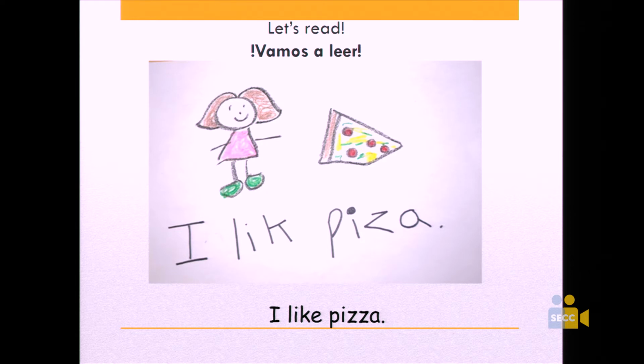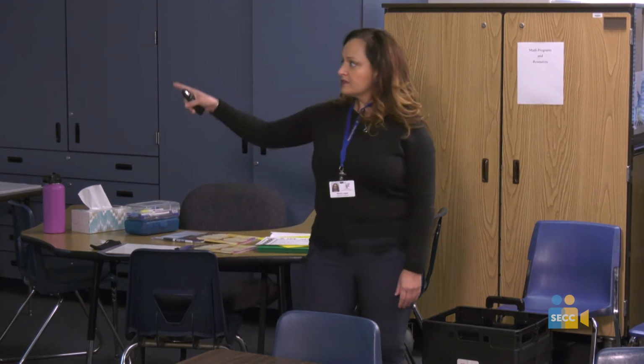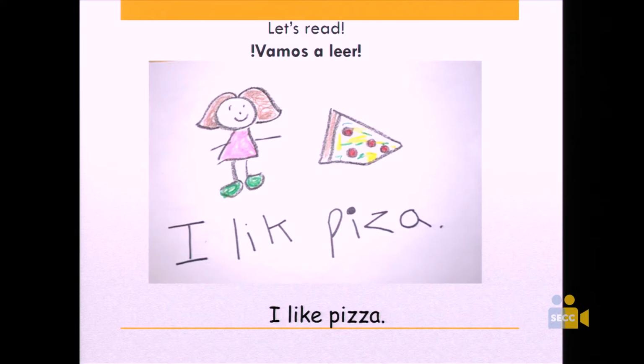One other thing I want to point out, I know that the word like is not spelled correctly. That's a high frequency word. If they have already been introduced to this word, I would maybe say, hey, that's a high frequency word. Let's go back and correct it. However, pizza is not a high frequency word. It's just a word that they will have to know how to spell.